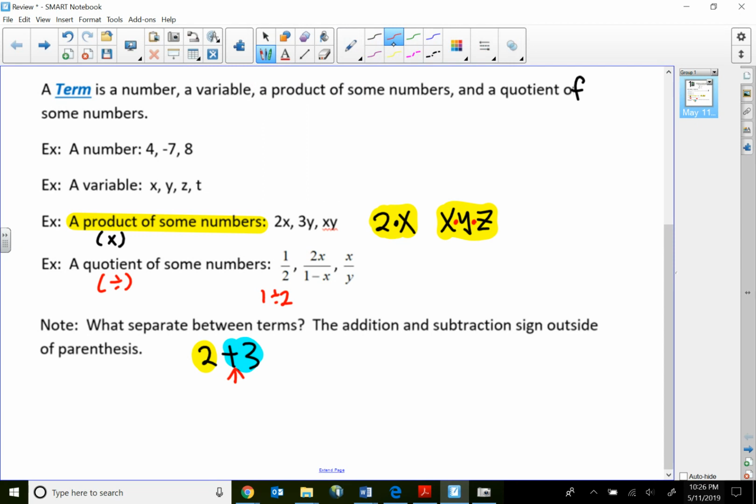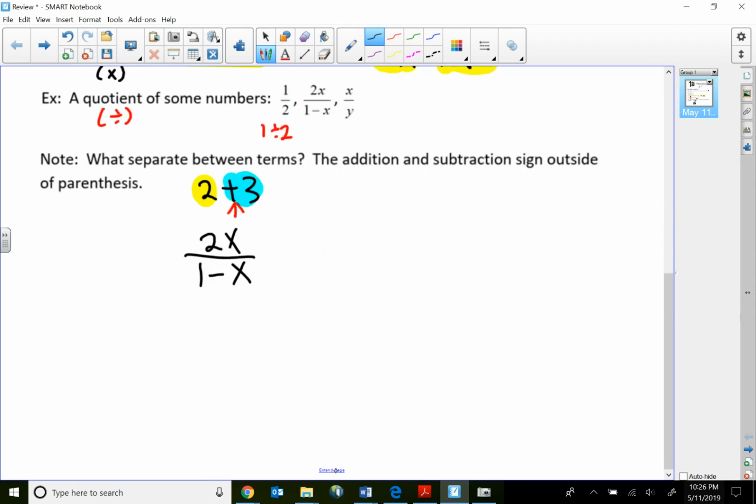Now let's look back at the 2x over 1 minus x. Even though this whole quotient between 2x and 1 minus x is only one term, if you look closely at the numerator, there is a multiplication between 2 and x, so the numerator is one term. The denominator is 1 minus x, and there is a subtraction sign here outside the parentheses, so that denominator consists of two terms, a 1 and a negative x. Everything we do in algebra is dictated by terms.